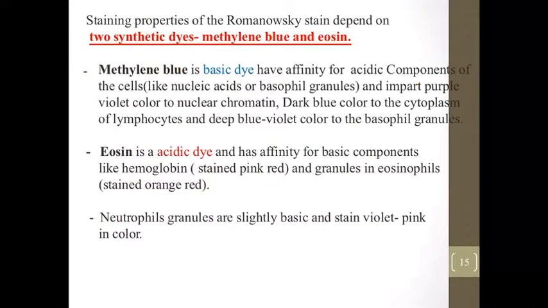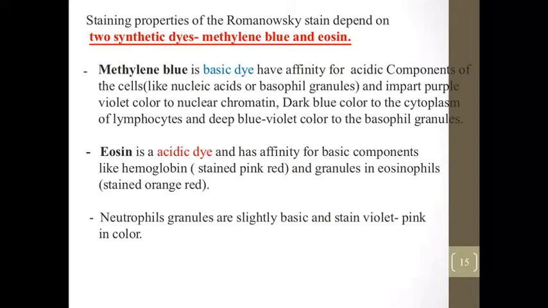First, the staining of the Romanowsky stain depends upon two synthetic dyes, methylene blue and eosin. Methylene blue is a basic dye which has an affinity for the acidic components of the cell. Acidic components are nucleic acids, ribonucleic acid, deoxyribonucleic acid and basophilic granules, which impart a purple violet color to the nuclear component, a dark blue color to the cytoplasm of the lymphocyte, and a deep blue violet color to the basophilic granules. So methylene blue stains the nucleus and the basophilic granules of the cell.